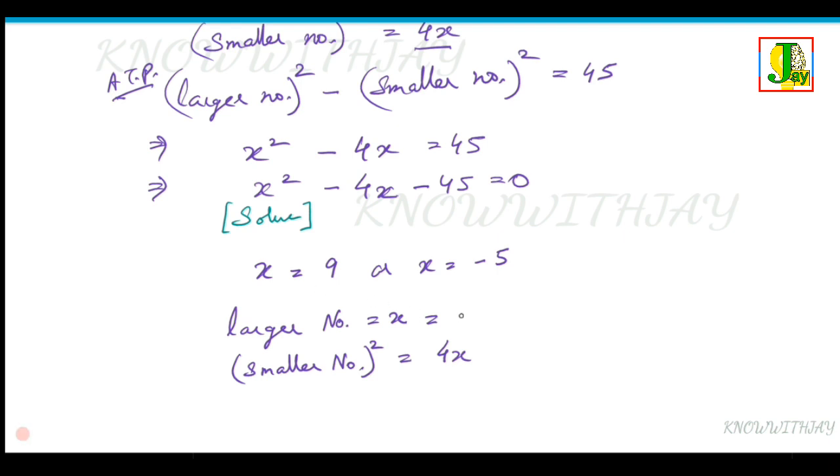Our larger number is 9 and smaller number squared is 4x. That's 4 into 9, that's 36. So smaller number equals plus minus root 36, and that's plus minus 6.